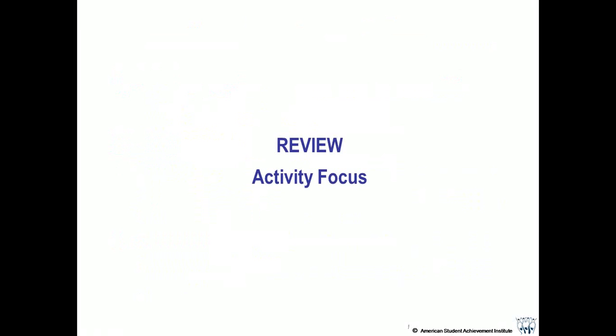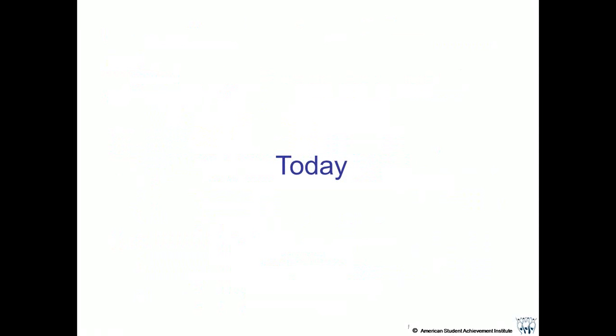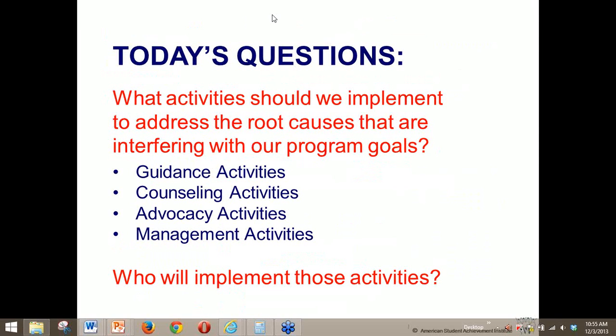Okay, and then the next thing we want to review is the activity focus. And again, we're reminding people here that this all started out with a goal, and then we looked at root causes for that goal, and now we want to put in activities to address those root causes. So there may be one goal, three root causes, and then a bunch of activities to help address those root causes. Okay, and that brings us up to today's tasks. So today's questions are, what activities should we implement to address the root causes that are interfering with our program goals? And then who will implement those activities?